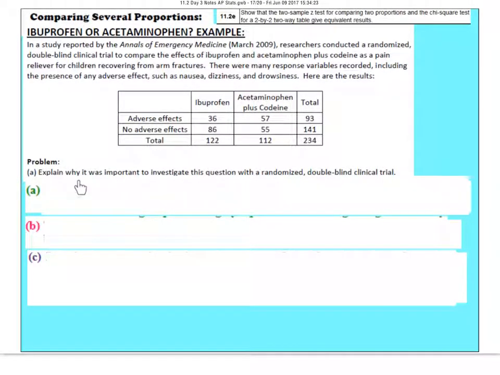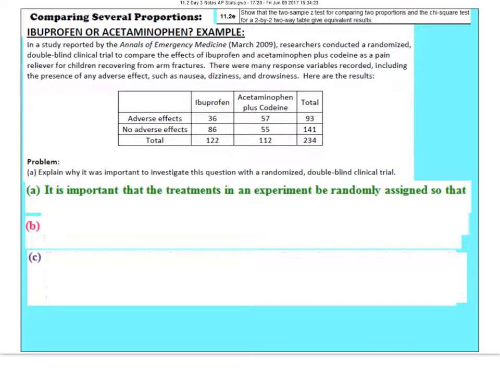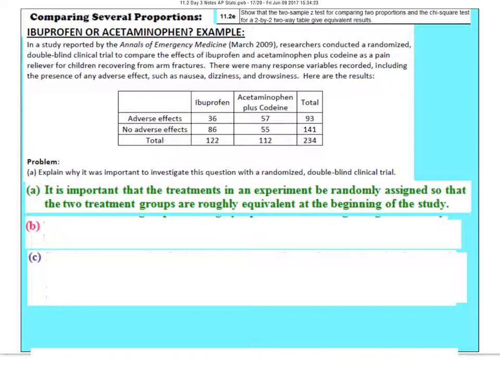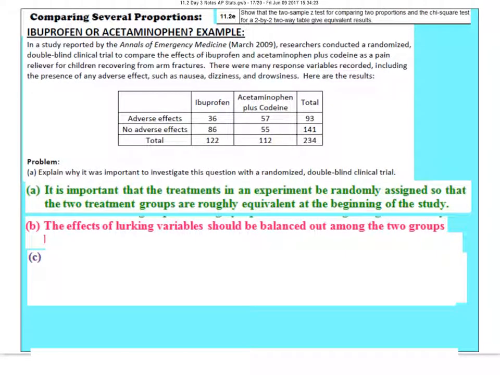So in Part A, explain why it is important to investigate this question with a randomized double-blind clinical trial. It's a great Chapter 4 question. There's actually three things we could state. One of the reasons is we want treatments in an experiment to be randomly assigned, so the two treatment groups are roughly equivalent at the beginning of the study. Another is the effects of lurking variables should be balanced out among the two groups because of the randomization. The best way for us to control for the lurking variables, because the children are all different, is to have that randomization process for our experiment.